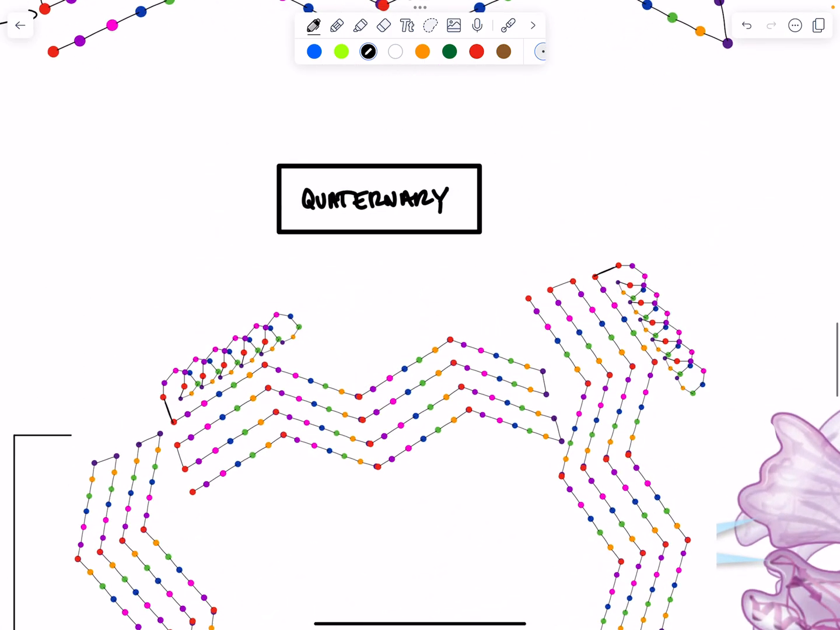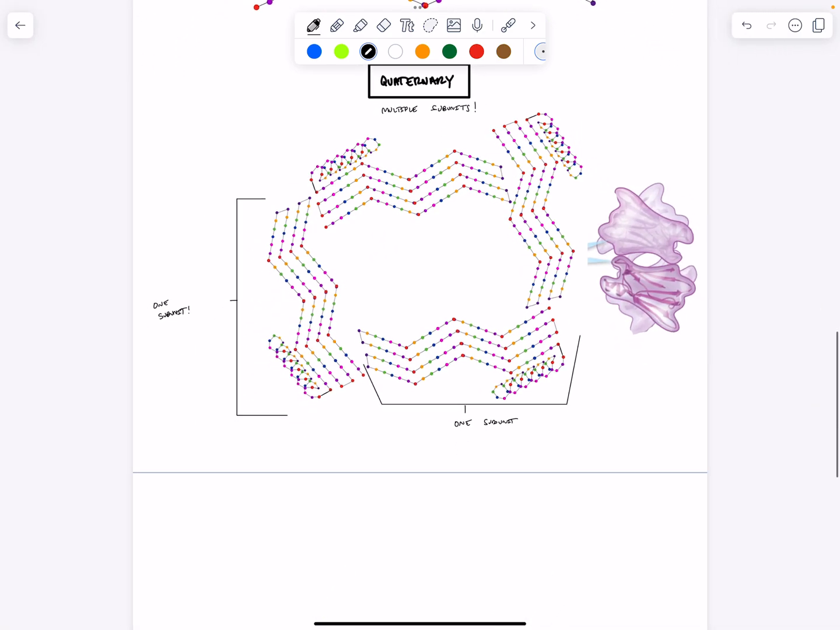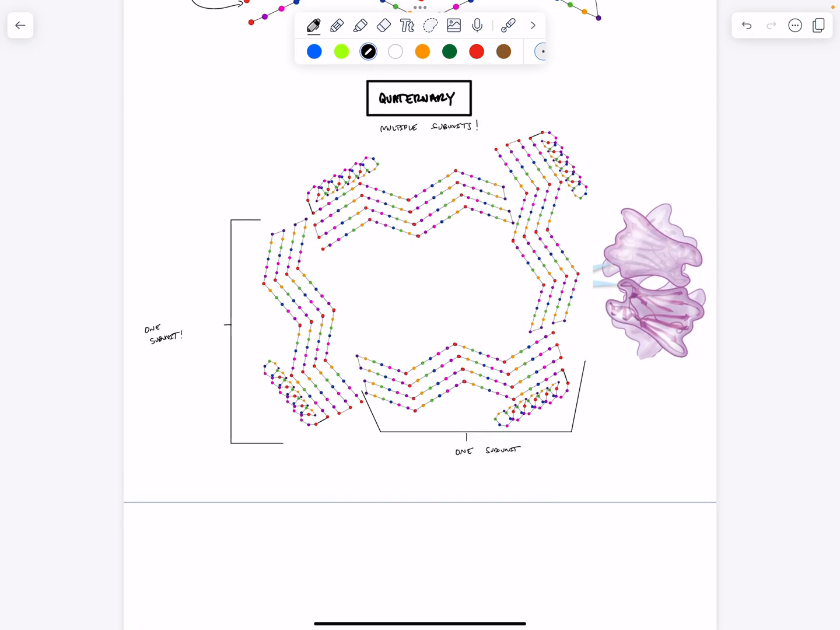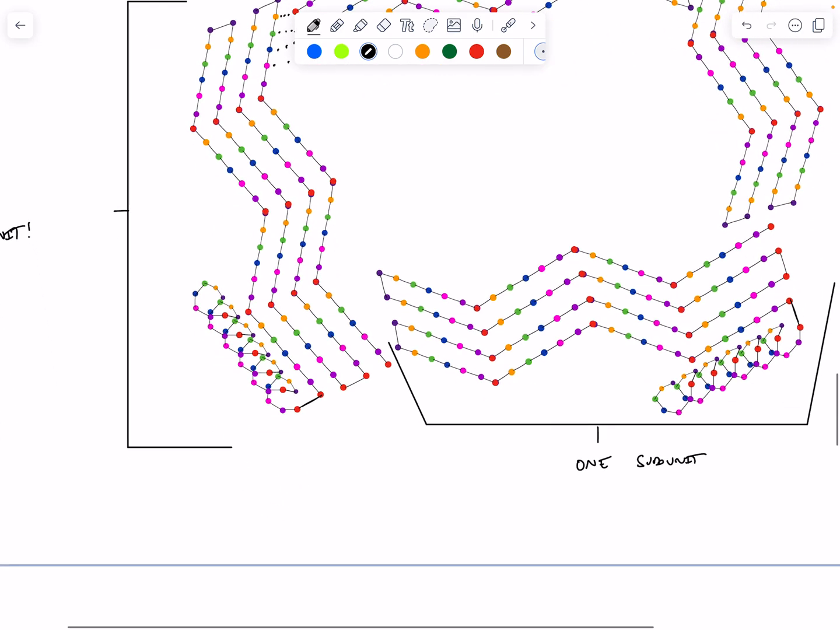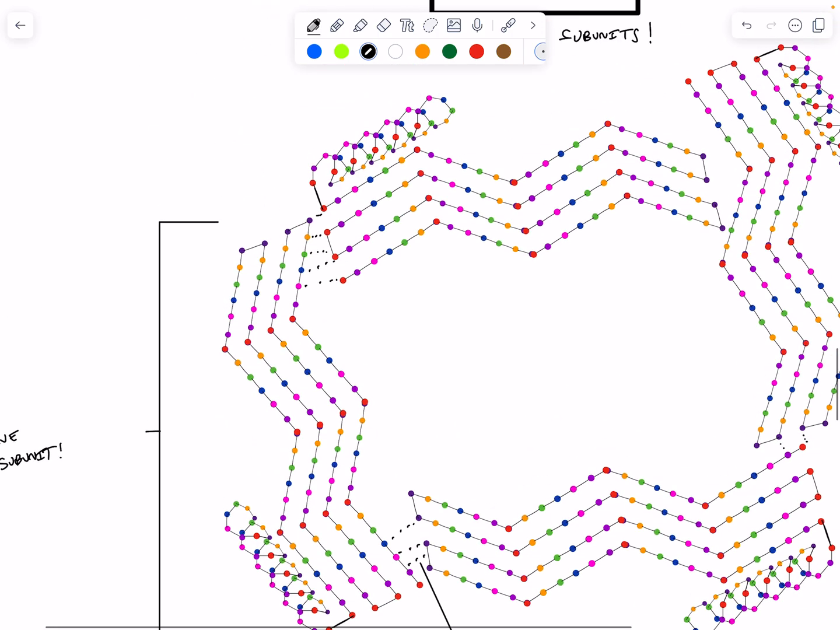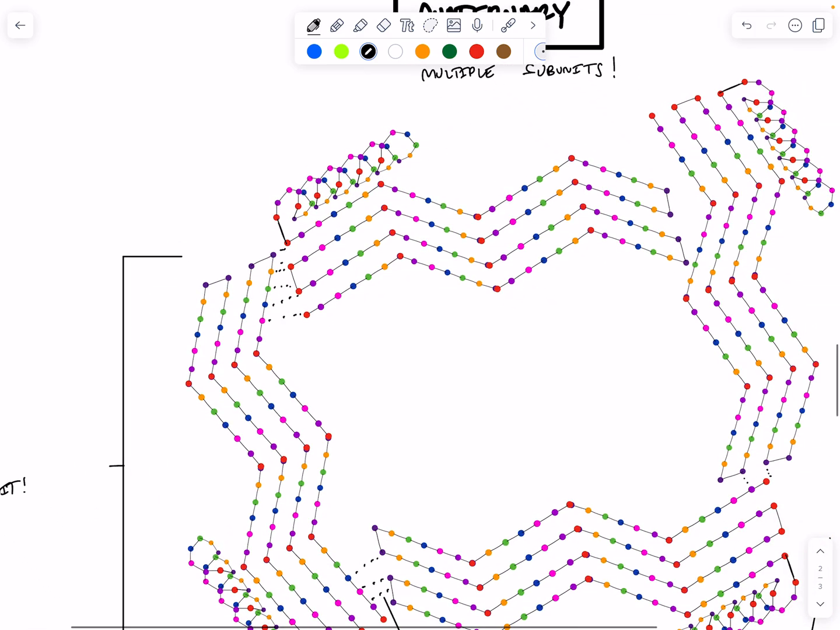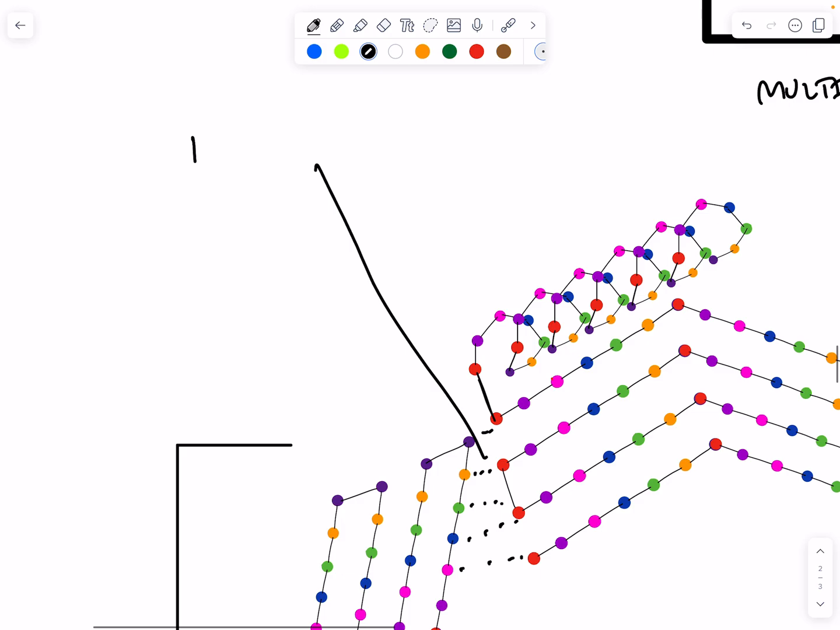So a quaternary structure protein is going to have multiple subunits. And primarily what holds together quaternary structure proteins, so one subunit to the next, is hydrogen bonding interaction. So at every place where these two, or in this case 4 subunits come together, we are going to see hydrogen bonding. So this is all hydrogen bonding.